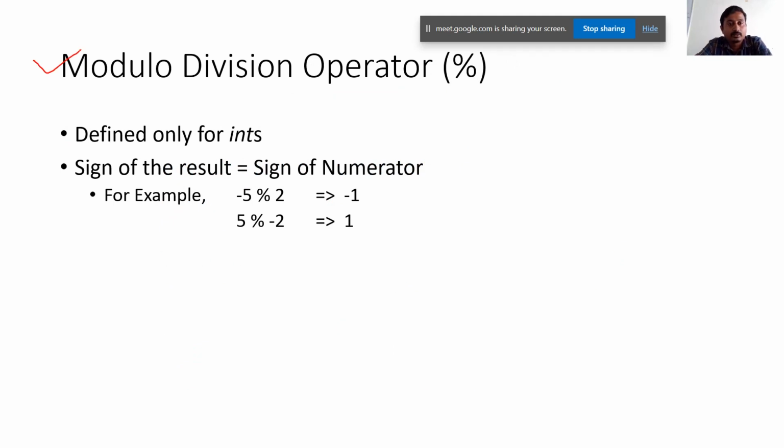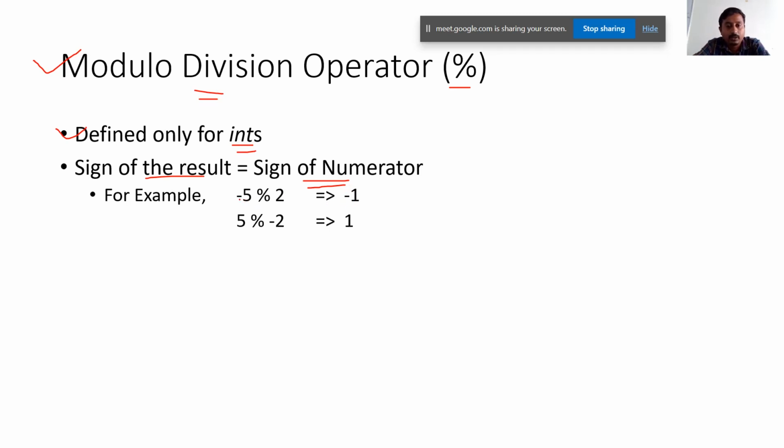Now we will discuss the modular division operator. It is only defined for integers, so if it is applied on a floating point number, you will get an error. And the sign of the result will always be the sign of the numerator. If negative numbers are involved during the modular division operation, you just ignore the negative sign. You do the division, find the remainder, and assign the sign of the numerator to the sign of the result.